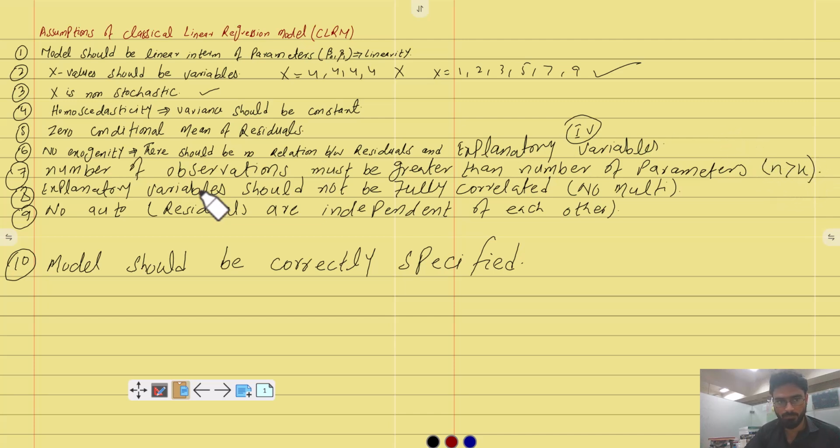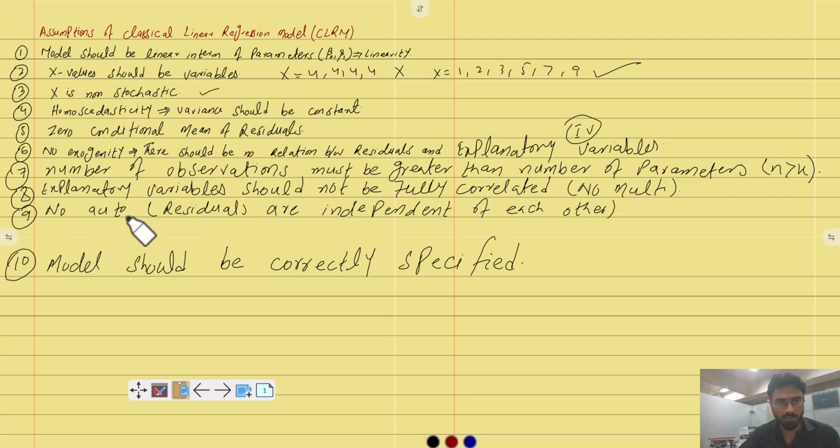The next assumption is that explanatory variables should not be fully correlated. It means that independent variables are not 100% correlated with each other. If independent variables are 100% correlated with each other, then there will be an issue of multicollinearity. And if there exists multicollinearity, then our results are biased and we are unable to forecast or make policies on that result. So there should be no multicollinearity in the data set.